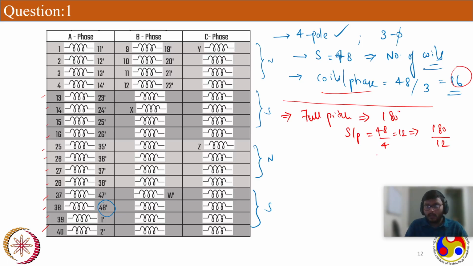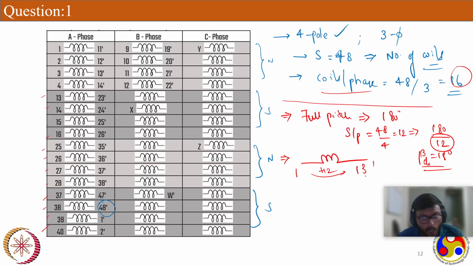15. Yeah. So beta is equal to 15. The angle between each slot is 15 degrees. That means it is a 15 degree slot pitch. That is what you get as beta electrical. Now, if it is 15 degree, it is 12 slots. If I start at 1 here, my ending point should be plus 12. It should end at 13 dash. But where is my coil ending? Here the coil span is not 12 slots. Here the coil span is 10 slots.